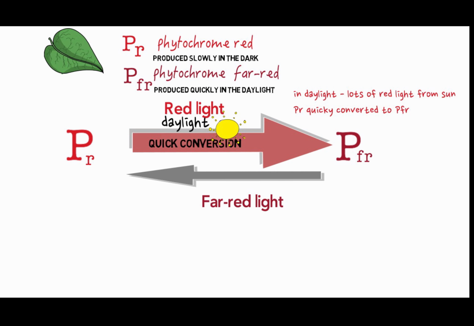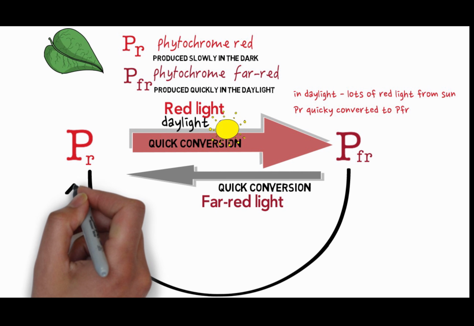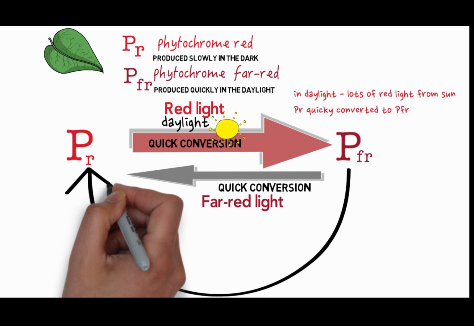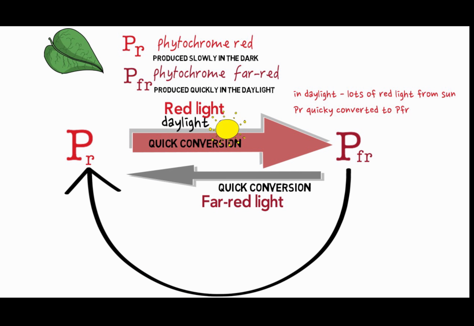Some, but not much, far red light is also present. In darkness, there's neither red light nor far red light. PFR is slowly converted back to PR. It is the levels of PFR that are used in determining the length of night. Long day plants need high levels of PFR if they are to bloom. Short day plants need low levels of PFR to bloom.